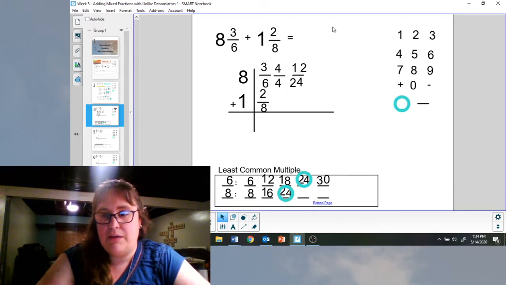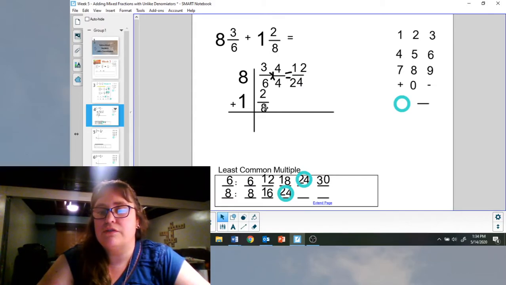So now this is my new denominator. Now, if you need to, you can come up here and write the multiplication sign in here, and you can write the equal sign in here as well. Whatever you need to make it less confusing, right? Now I need to find my equivalent fraction for 2/8. Remember, I'm going to move that to a denominator of 24. My piece sizes need to be the same.